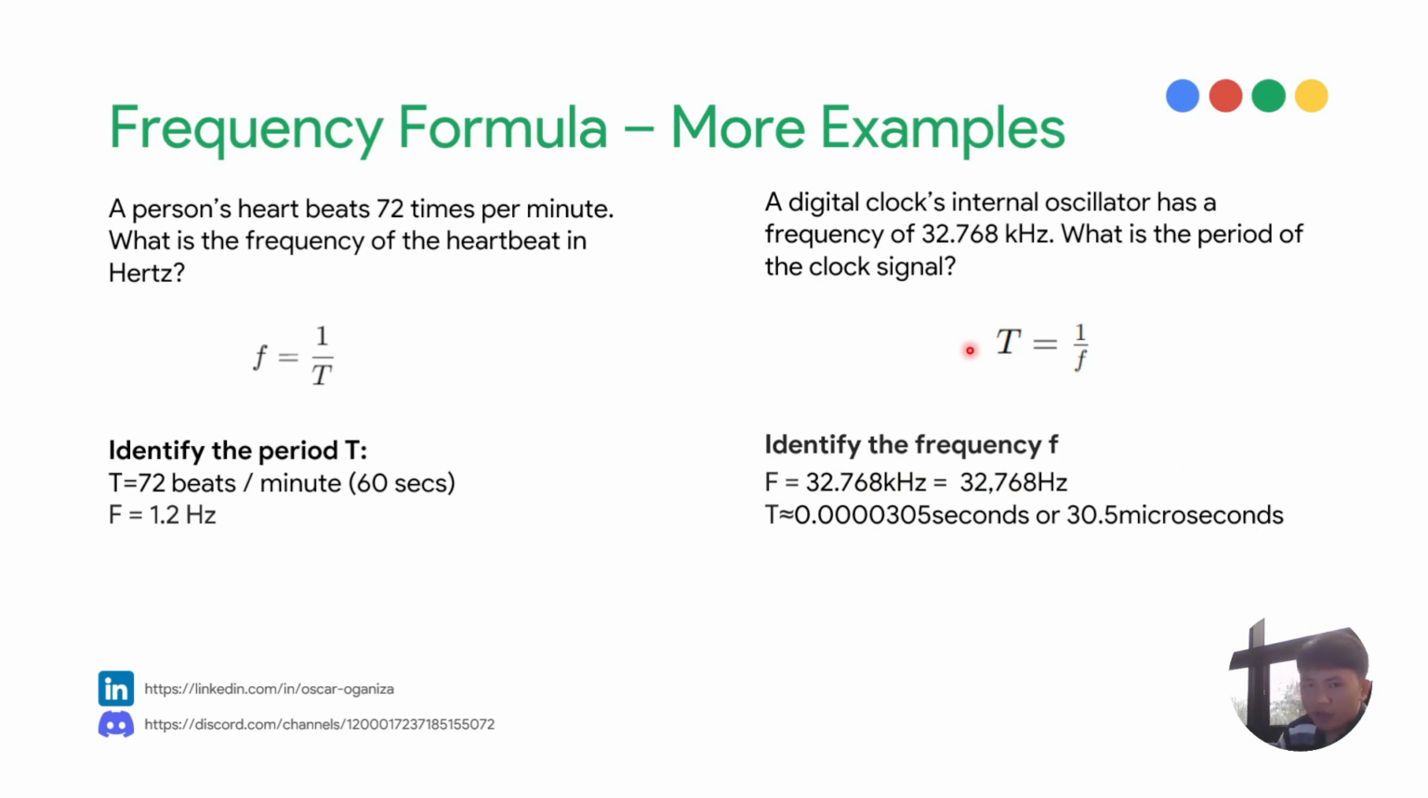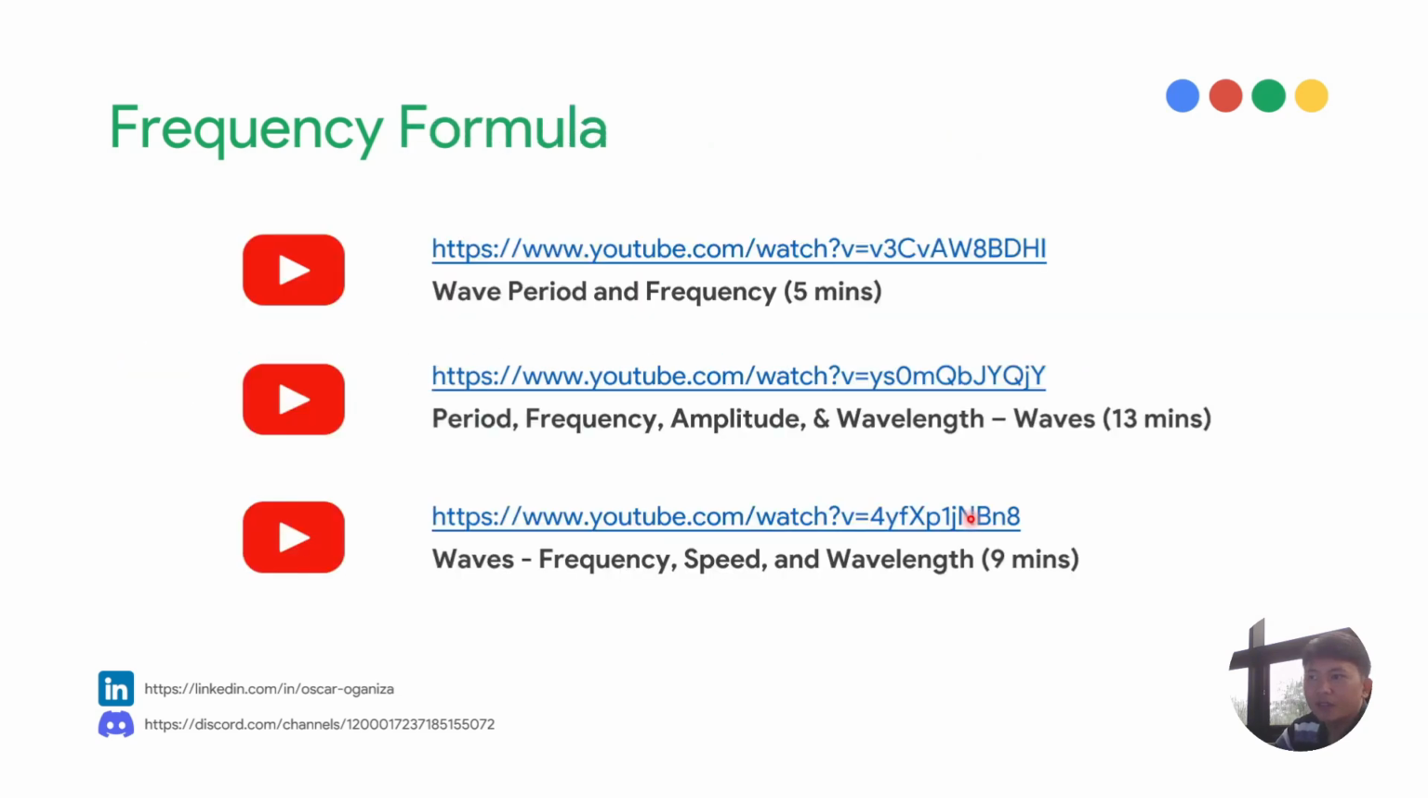Let us use direct substitution again. 0.0003 seconds. Or you can also convert it into microseconds if you don't want long zeros. Okay, so again, we have to make sure that we use seconds as the basic unit of hertz. Okay, so let's play the remaining videos here so you can grasp the wave period, frequency, amplitude, wavelength, and the rest.